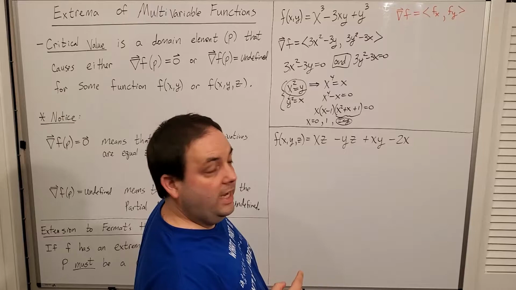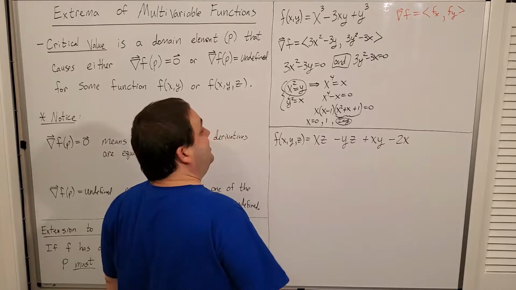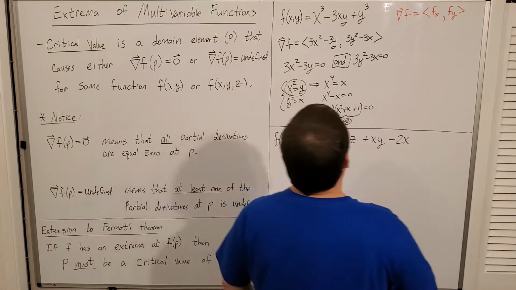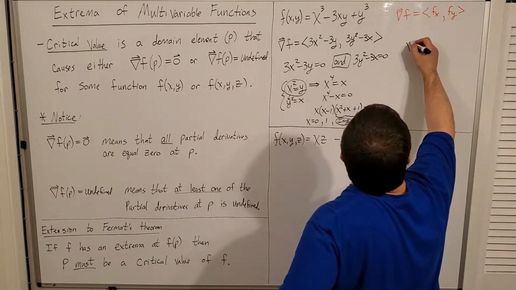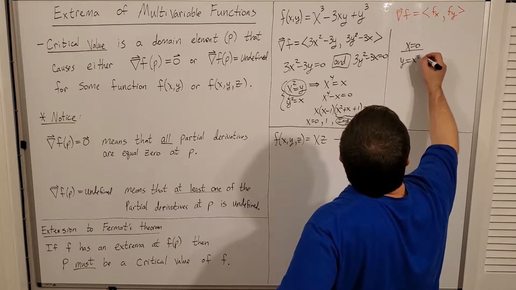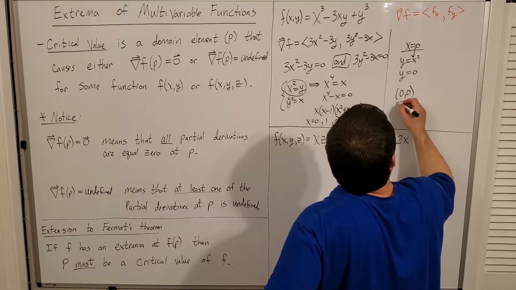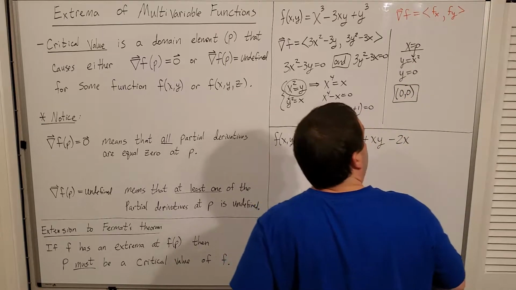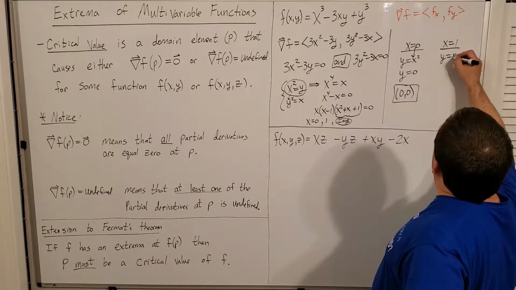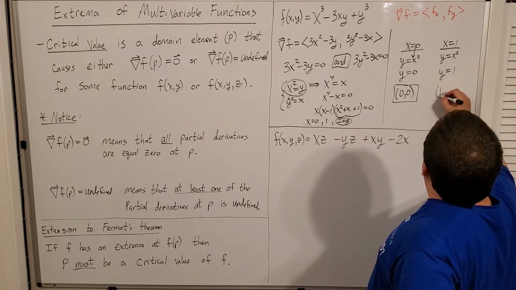Now, of course, that's not a complete answer. I found x equals 0 and x equals 1. I need to come back. We said that y is equal to x squared. So what this is telling me is that when x is 0, y is equal to x squared, so y is equal to 0. In other words, 0, 0 must be a critical point. Next, when x is 1, y is equal to x squared, so y is equal to 1 squared, which is 1. Therefore, I'm getting the point 1, 1.